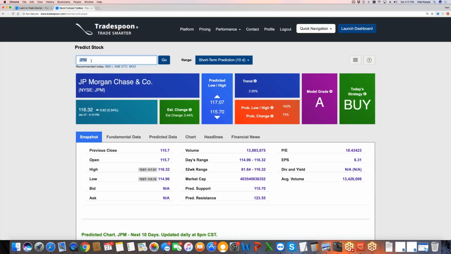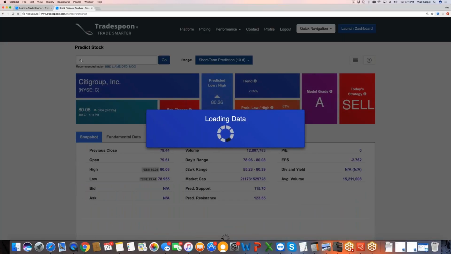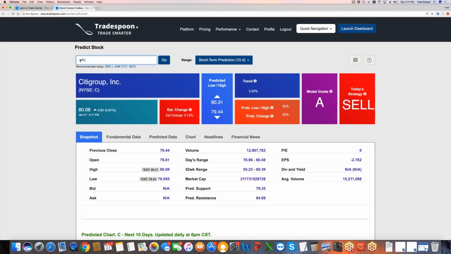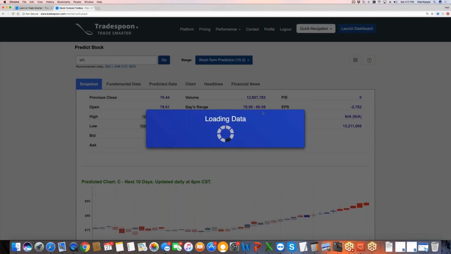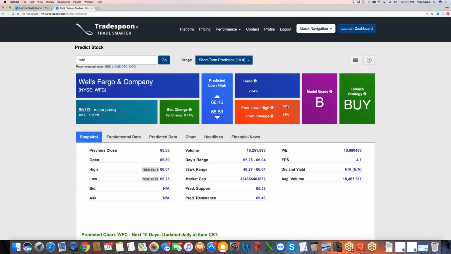And this model grade gives you a sense that this specific model for JP Morgan works great. But for Citigroup, let's look at Citigroup. Well, it also works great. But for some other stock, let's see, WFC. I'm just going through the bank stocks. It doesn't work as well. It still works pretty well, but for Wells Fargo, only 80% of the time are we correct on predicting the low and high, and only 50% of the time are we correct on predicting whether it's going to be an up day or a down day. And that is very important.